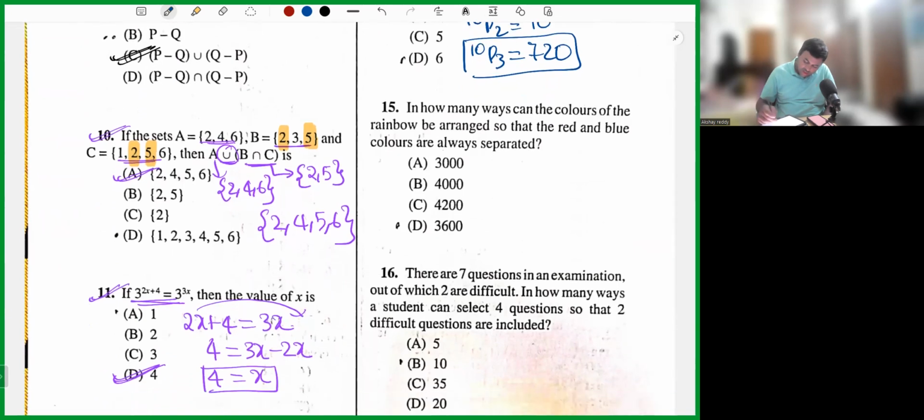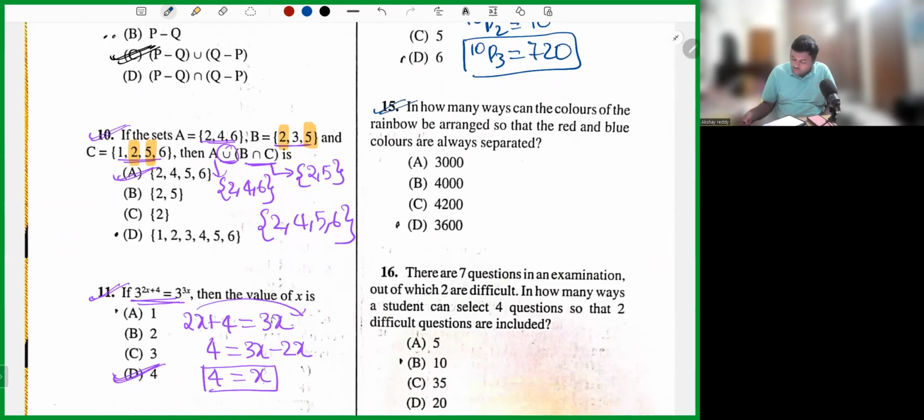Next. Question number 15. In how many ways can the colors of a rainbow be arranged so that red and blue are always separated? How many colors are there, my dear friends, in a rainbow? 7 colors are there. In this, one is red, one is blue. I don't know what are the other colors. He's telling 7, so there might be 5 other colors. I remember only 7 colors are there. He's telling red and blue are always separated.